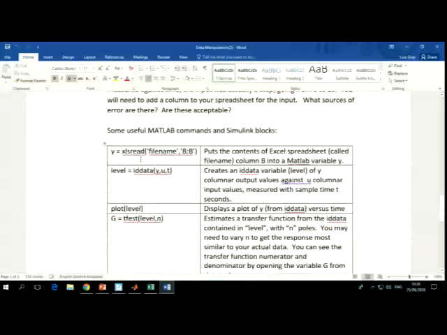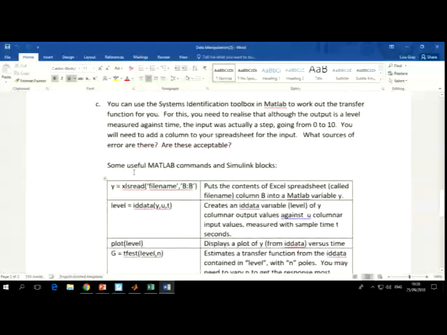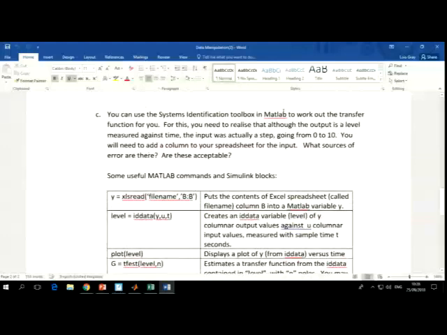Okay, well, there you go. There's the main commands here. So we've got, you can read the data. You can set up a data variable. If you want to do it this way using the Systems ID toolbox, your data needs to be in a sort of data variable set. It doesn't need to just be read in.